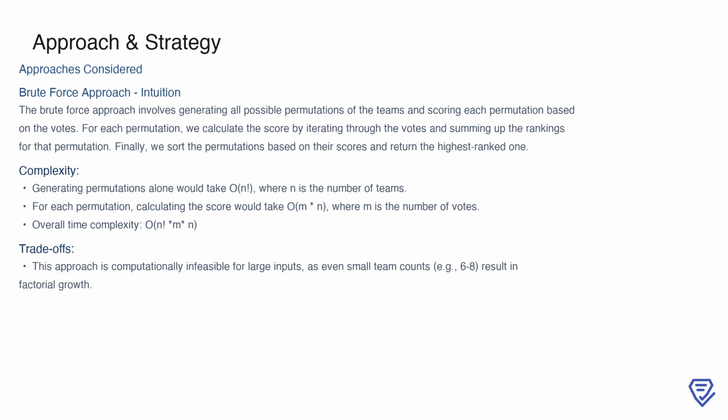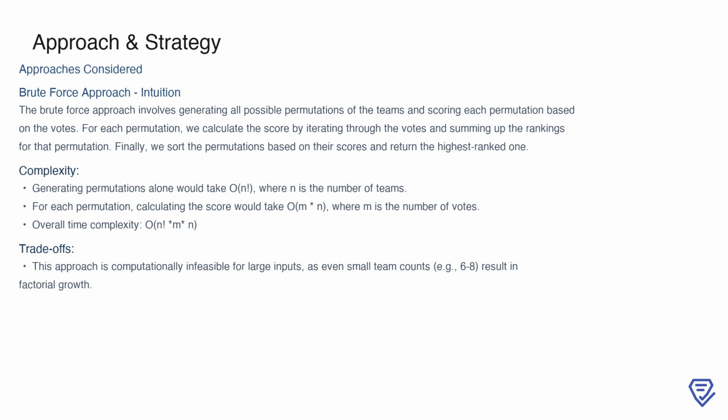The intuition behind this method is to generate all possible permutations of the teams and evaluate each permutation based on the votes. For every permutation, we calculate its score by iterating through the votes and summing up the rankings for that specific arrangement. Once we have the scores for all permutations, we sort them to identify the highest ranked one. However, the complexity of this approach is a major drawback.